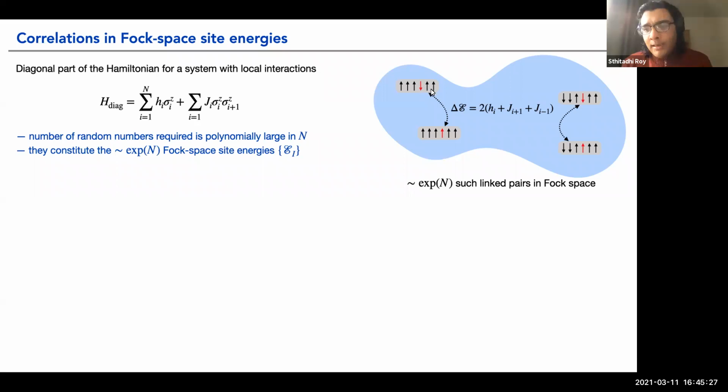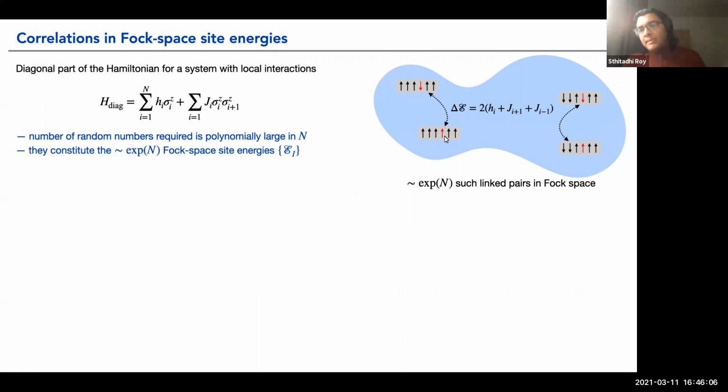And that's because they were pointing up. Now consider another spin configuration where the spin in red and its neighbors are in the same configuration, but everything else can be completely different. In that case, the cost of flipping is again going to be identically the same. But now there are 2 to the power n minus 3 such configurations. I'm saying n minus 3 because I'm taking out these 3 spins. So what that means is there are order e to the power n such linked pairs on the Fock-space, which actually have the same energy cost. And this is another kind of correlation that you need to worry about.